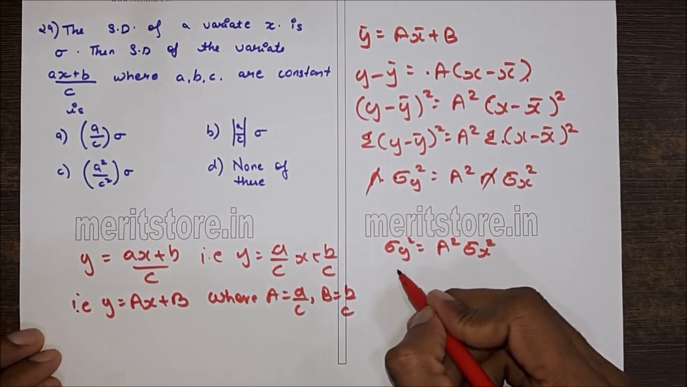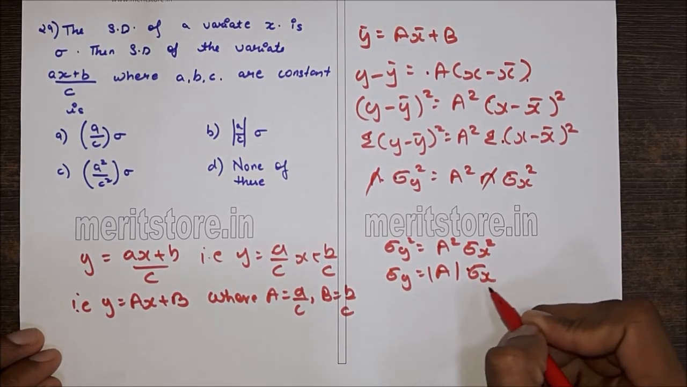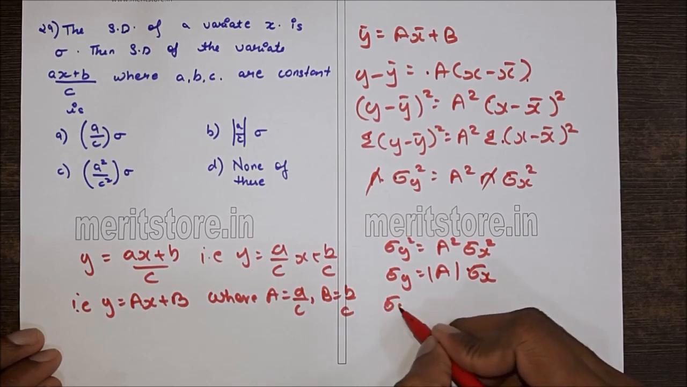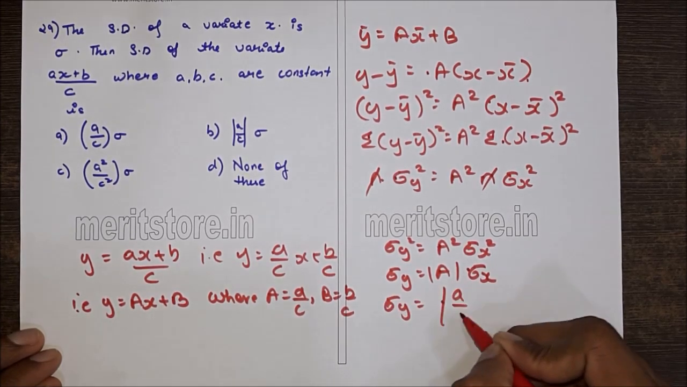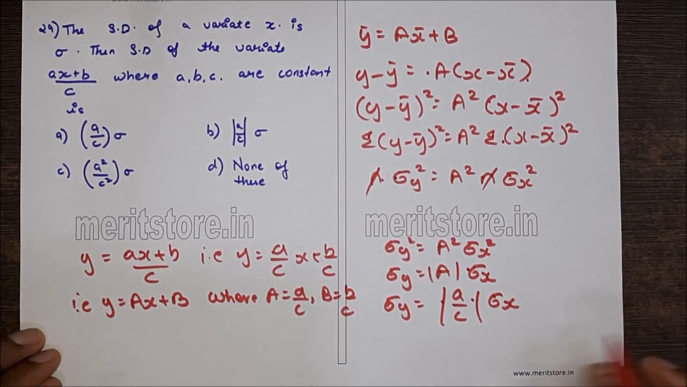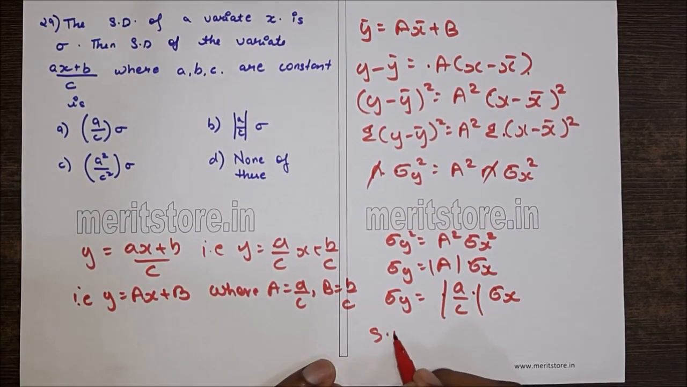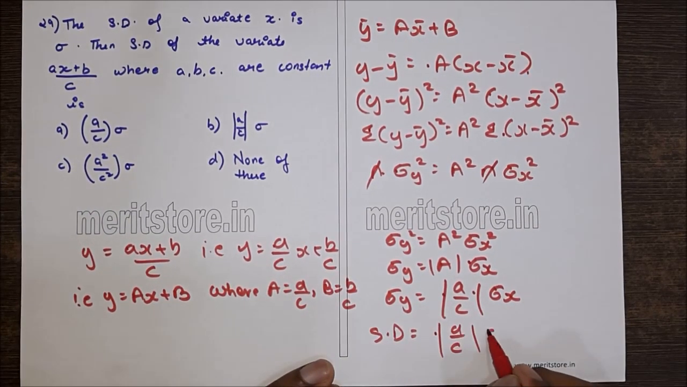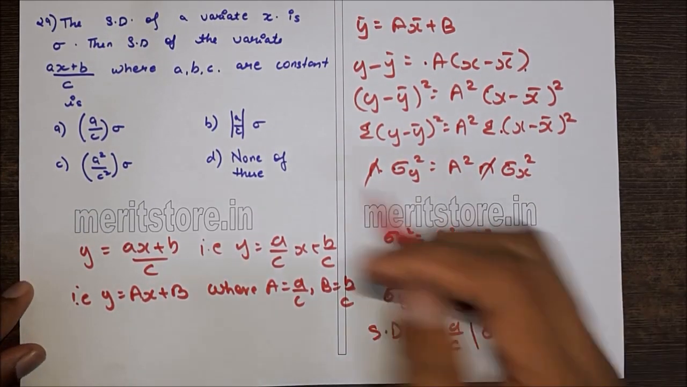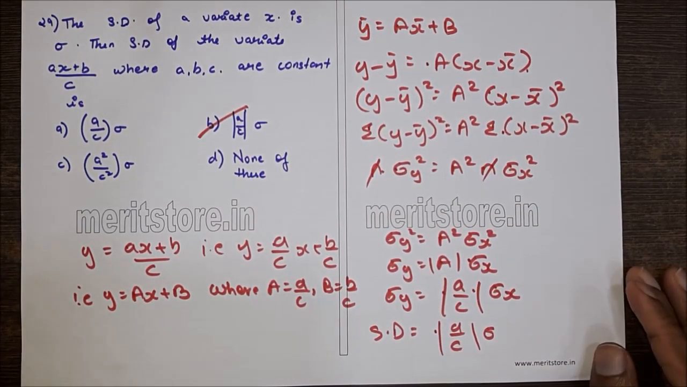So we can write this as sigma y equal to modulus of A sigma x, where we know that A is equal to a by c, so we substitute that, we get sigma y is equal to mod of a upon c sigma x. So the standard deviation can be written as mod of a upon c sigma, which matches with option B. Therefore, option B is the correct answer.